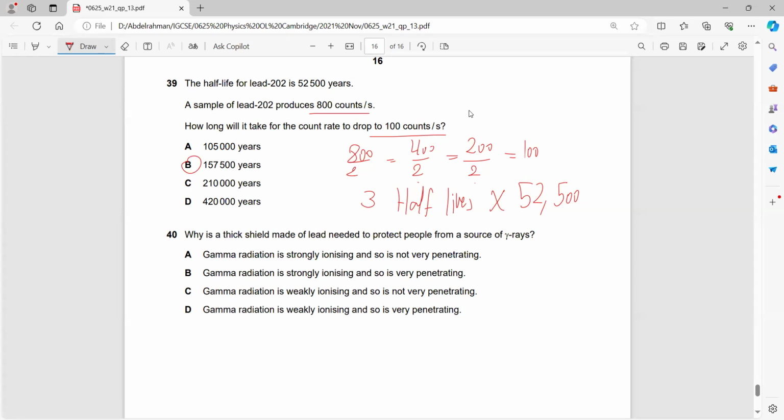Question 40. Why is a thick shield made of lead needed to protect people from sources of gamma rays? Gamma is strongly ionizing? No, it's not strongly ionizing. Gamma is weakly ionizing and so not very penetrating? Nope. Gamma is weakly ionizing and very penetrating. So it is D. Question 40 is D.